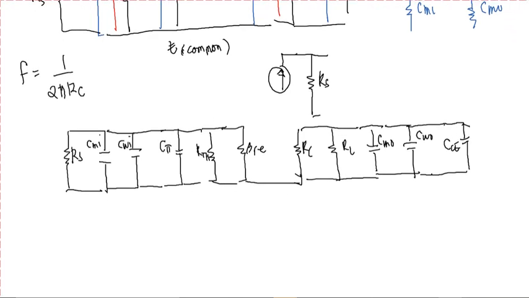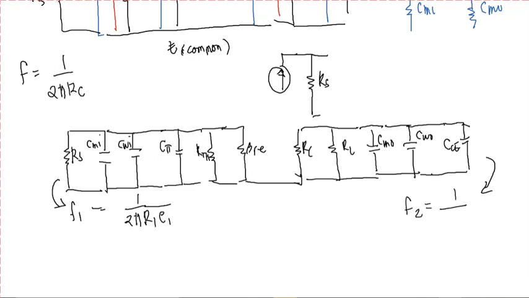Take note that since what we are looking for is the frequency, we need to consider that we have a frequency for our input and a frequency for our output. For the frequency at the input, let's label it as F1. So F1 will be 1 all over 2 pi R1 C1. And then for our output, let's label it as F2. We have 1 all over 2 pi R2 C2.